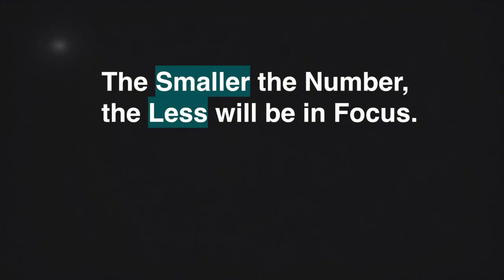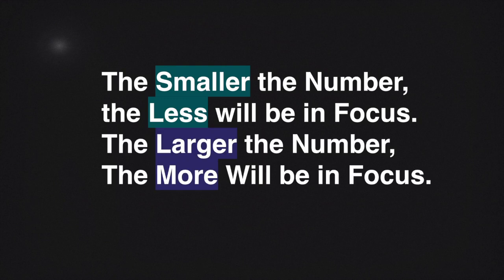Now that you know where the aperture settings are and how to change them, let's talk about what those numbers mean. In the simplest definition possible, the smaller the number, the less will be in focus. The larger the number, the more will be in focus. Let me show you an example.